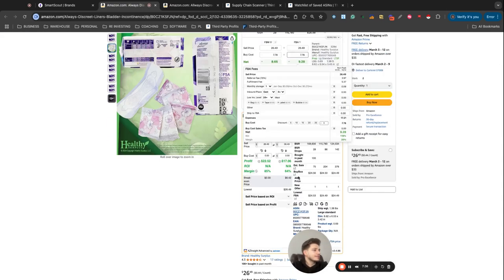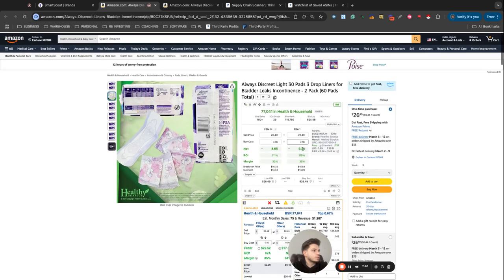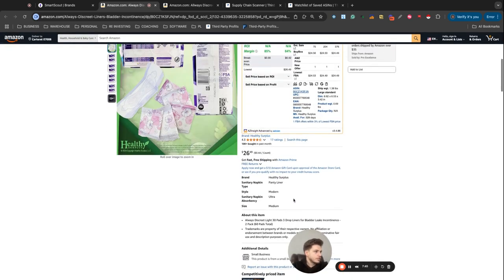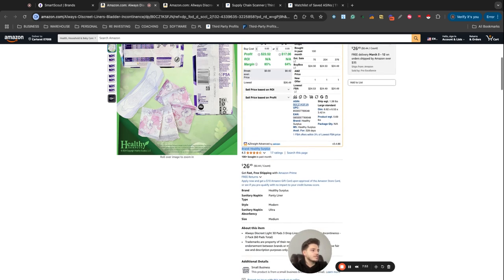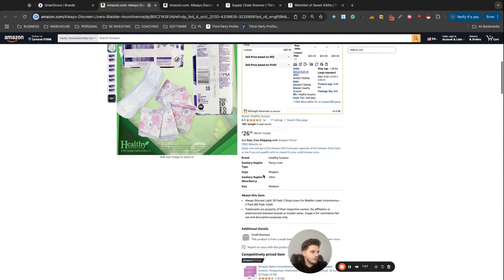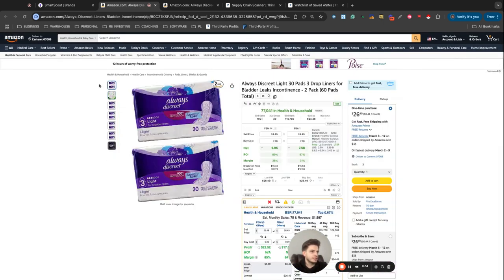$3.89 times 2 is $9 in profit per sale. Now that price jumped up a lot. It was selling at $24.49, but even still, it's extremely profitable. But we can see here that the brand listing is incorrect. This is an item that we cannot sell because it's not registered under Always. It's registered under Healthy Surplus. This person is going to get hit with the misbranded listing, and this listing is going to get taken down. Let's move on.